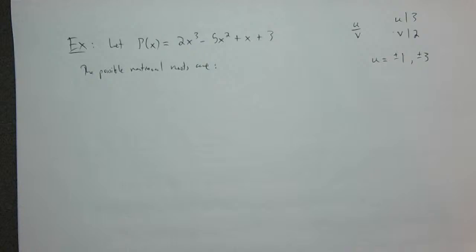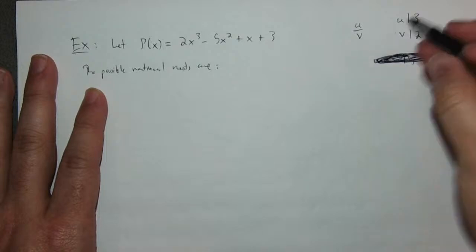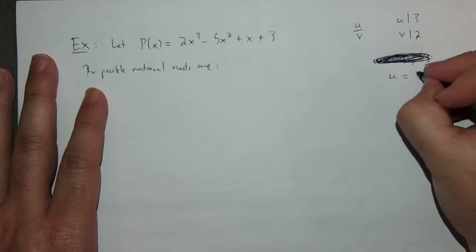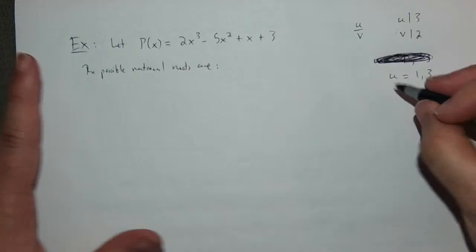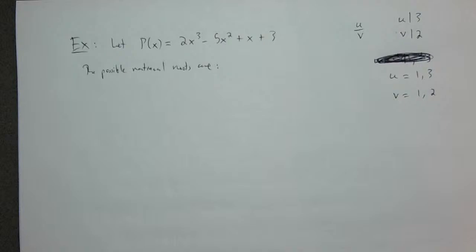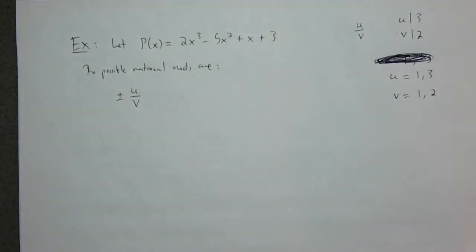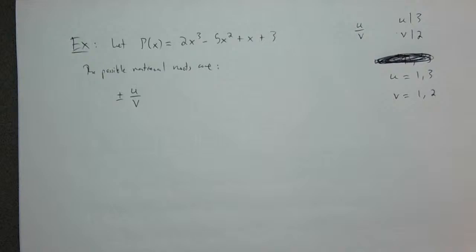In fact, if you don't like thinking about these as divisors, since we usually restrict our attention to just positive integers, you can say u is 1 or 3, since 3 is prime. Similarly, v is 1 or 2. And then when I form the fraction u over v, I'm looking at plus minus u over v. So I don't want to toss out the negative things here. Whether you cook them in here or not, it doesn't matter at all.